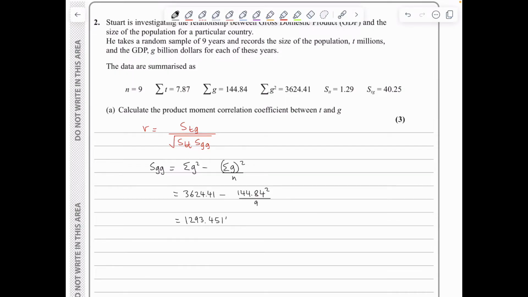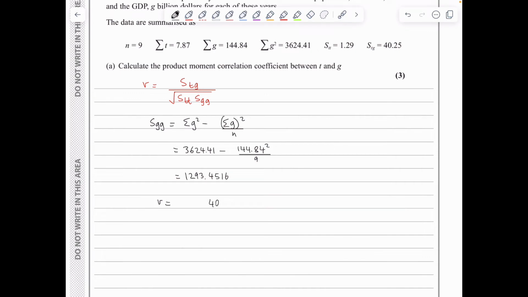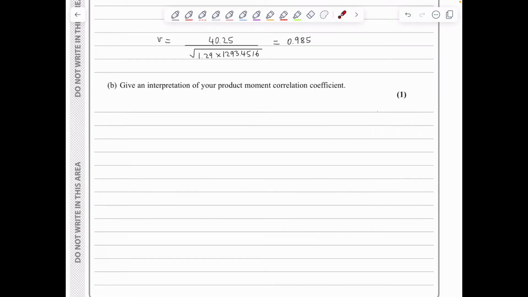which gives an answer of 1,293.4516, which means that r is equal to 40.25 over the square root of 1.29 times 1,293.4516. We'll plug this into the calculator and we'll get an answer of 0.98523 to 5 significant figures. We are then asked to give an interpretation of the product moment correlation coefficient. Well, we've got a positive answer here, which is actually quite close to 1.